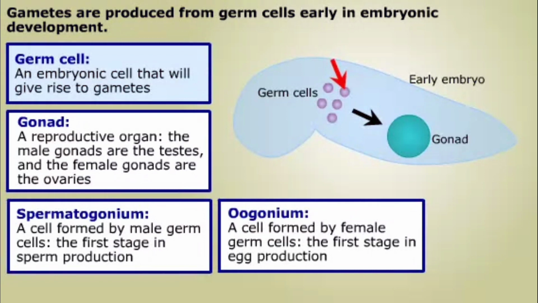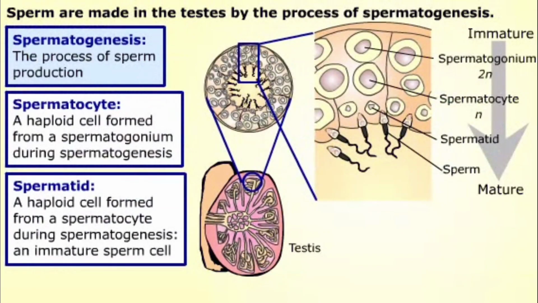They move through the developing embryo to the site where the gonads, or reproductive organs, are forming and invade the gonads. The male gonads are called the testes, and the female gonads are the ovaries. In the first stage of production of sperm and eggs, the male germ cells mature into cells called spermatogonia, and the female germ cells mature into oogonia. These cells will eventually form gametes. The process of sperm production is called spermatogenesis, and it occurs in the testes.